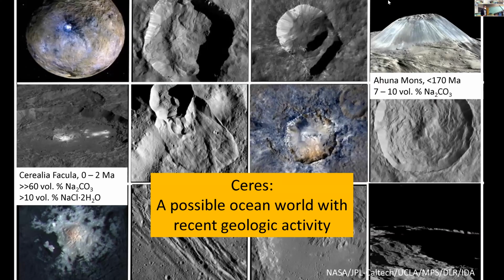5 minutes. Okay, I'll wrap up really quickly with some of these results from Ceres. Okay, so Ceres is a possible ocean world. We have really recent activity visible on the surface of Ceres. So Ahuna Mons over there is less than 170 million years old and contains some salts on the surface, some sodium carbonate. Cerealia Facula over there is extremely recent. It's less than 2 million years old and contains high concentrations of sodium carbonate and some form of sodium chloride hydrate.